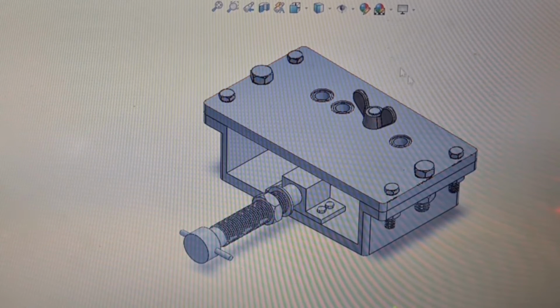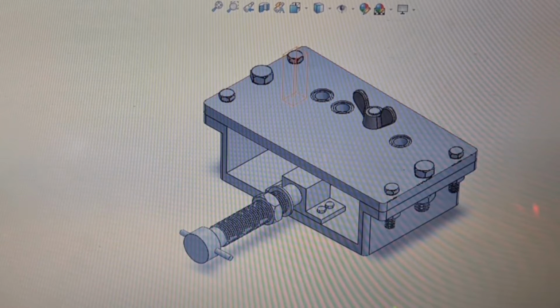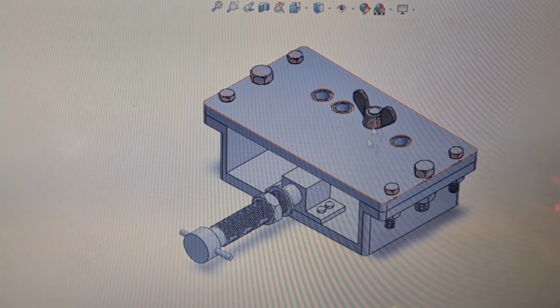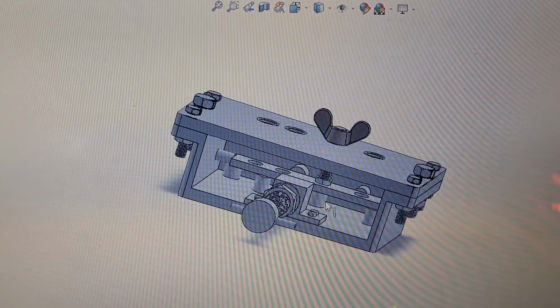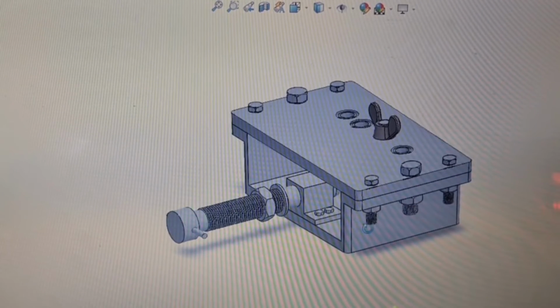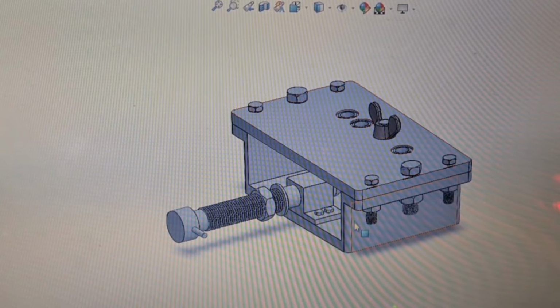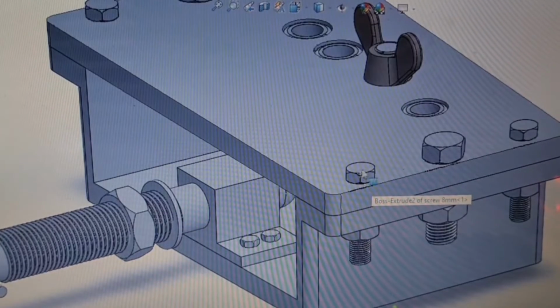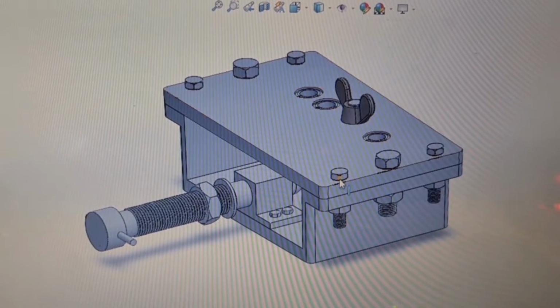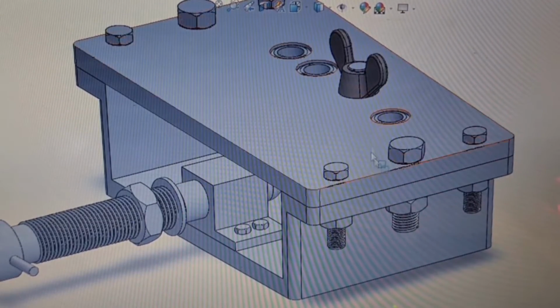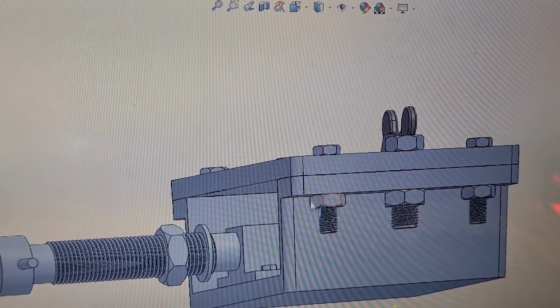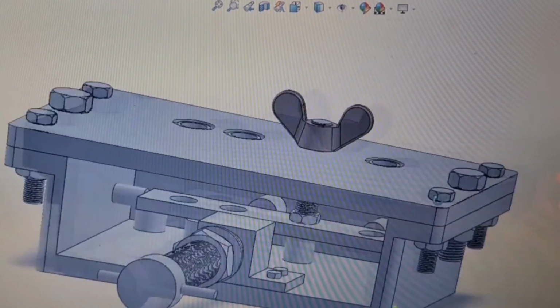This is our design of jig and fixture. The jig and fixture are attached to each other, and the screw is 5mm by 30mm in size, and it will be tightened with the nut.